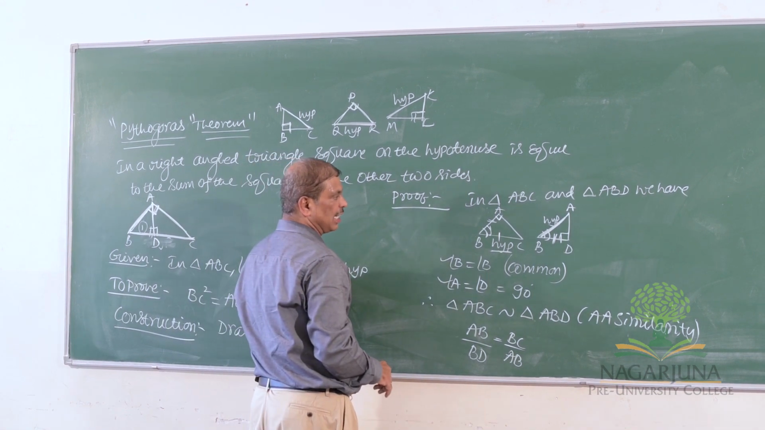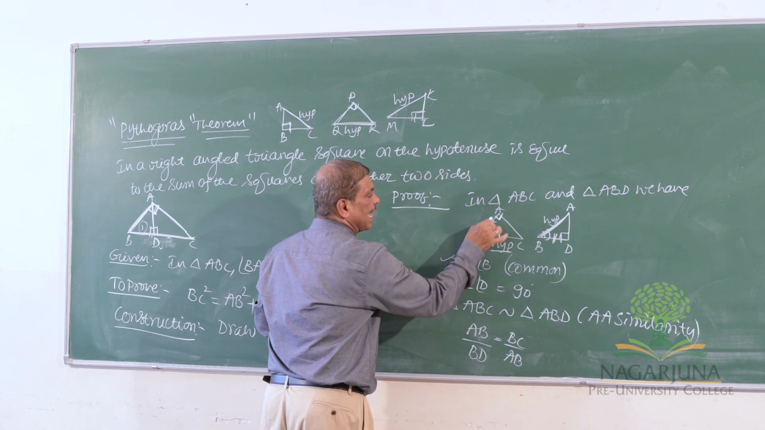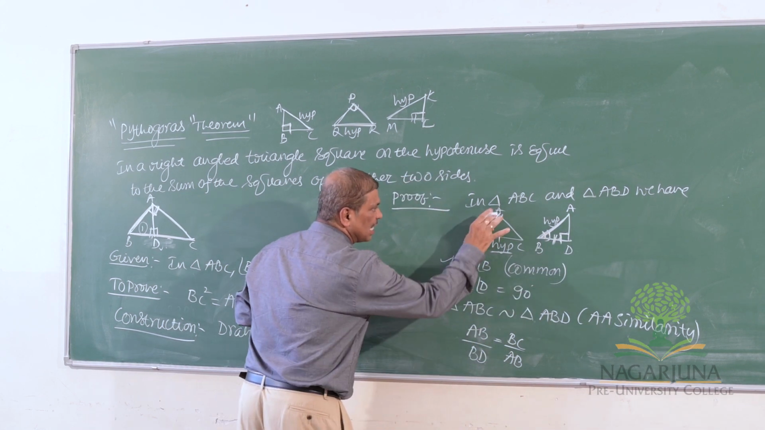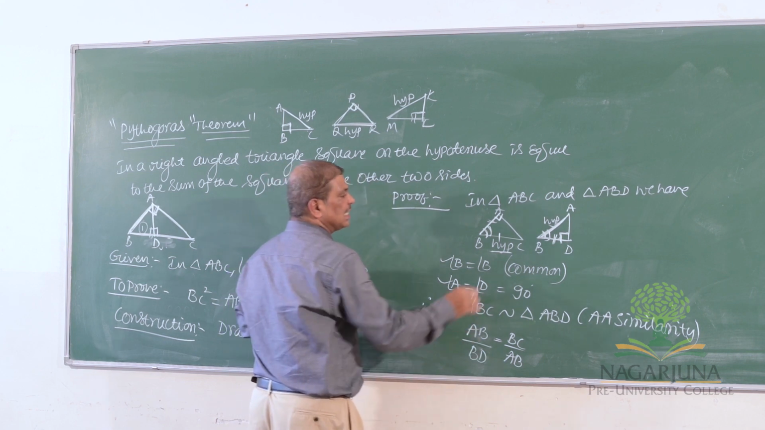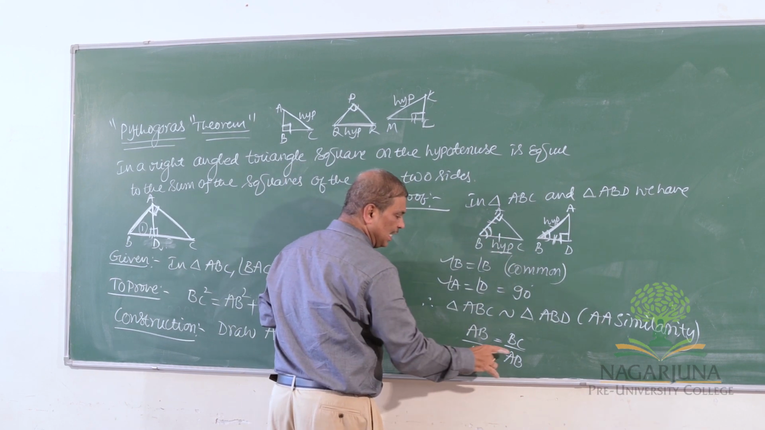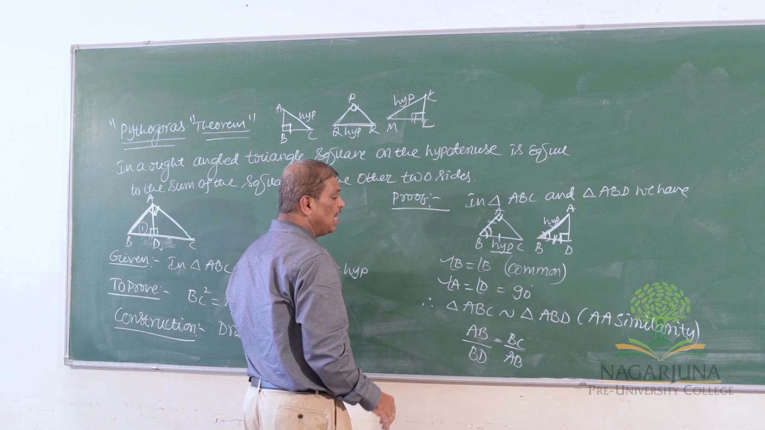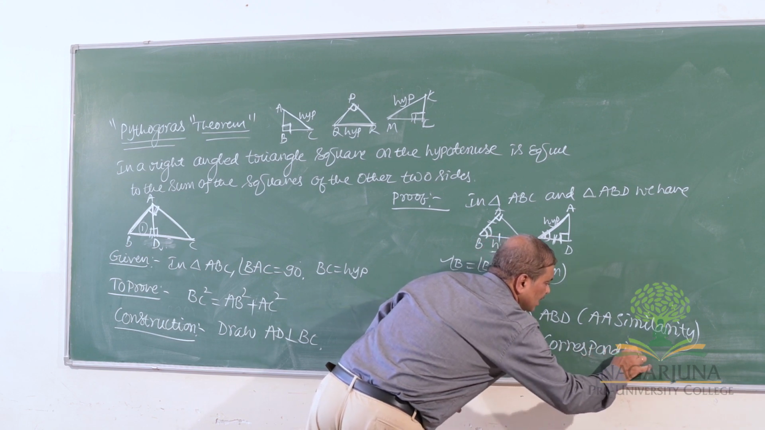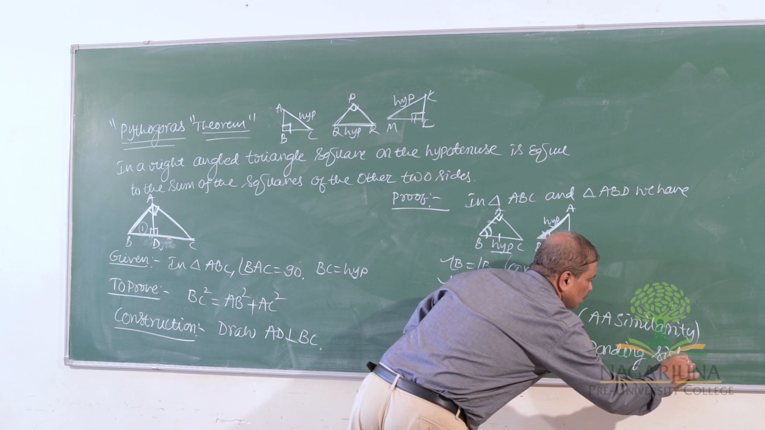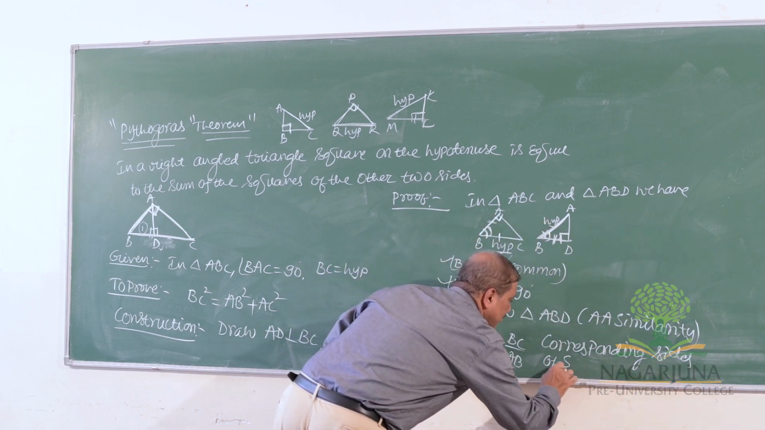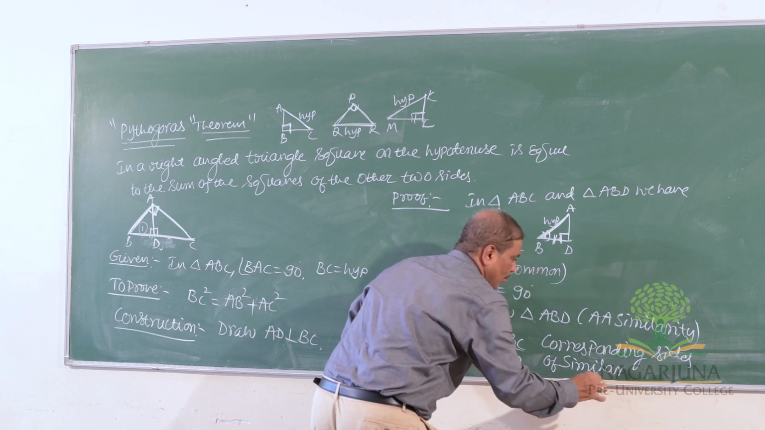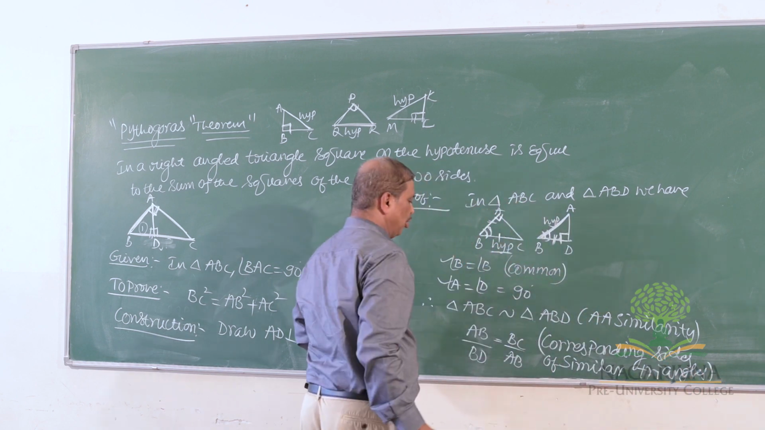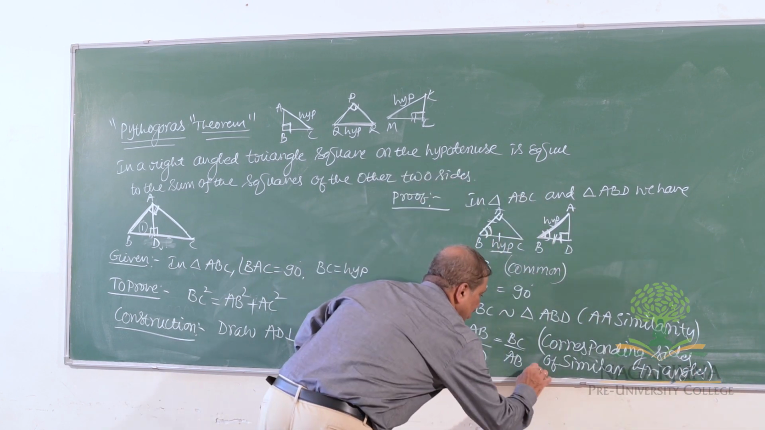How do we identify the corresponding sides? The 90 degree and common angle side is AB in the first figure and BD in the second figure. Similarly, the hypotenuse is BC in the first figure and AB in the second figure. So these are corresponding sides of similar triangles. Call this equation 1.